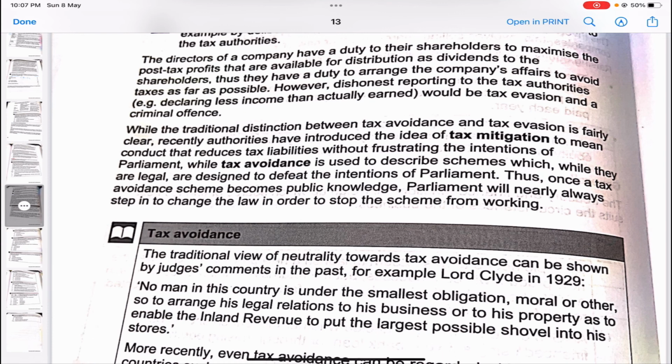However, dishonest reporting to the tax authorities, for example declaring less income than actually earned, would be tax evasion and a criminal offense. Okay, so while the traditional distinction between tax avoidance and tax evasion is fairly clear, recently authorities have introduced the idea of tax mitigation. Tax mitigation means conduct that reduces tax liabilities without frustrating the intentions of Parliament, while tax avoidance is used to describe schemes which, while legal, are designed to defeat the intentions of Parliament. So, tax mitigation does not affect the intention of Parliament, whereas tax avoidance affects Parliament's motive. I hope that's clear.